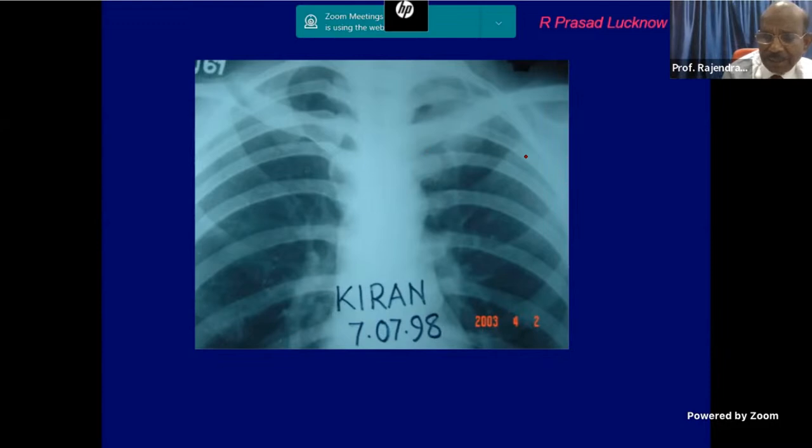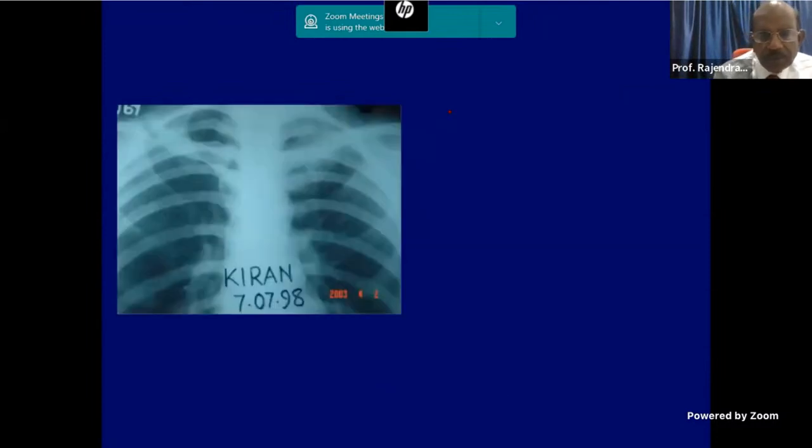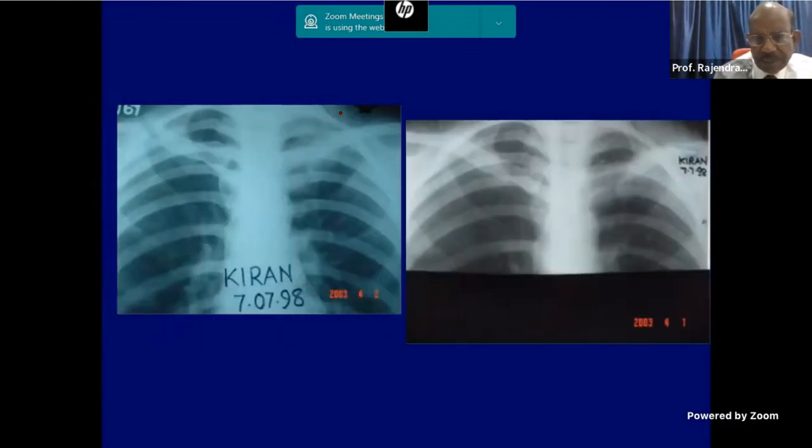So all these has created, what is this shadow? And when I examined her, I found there's no finding, nothing. She was asymptomatic. And then this was supposed to be the plates of hair, because you know this was her hair, and that has cast a shadow. So with that, a rule exists. If you see very carefully, the origin of this shadow, you can trace outside the confines of the chest. And rule says that if and when her hair was disturbed, the shadow has disappeared. So that has proven that this was the plates of hairs.